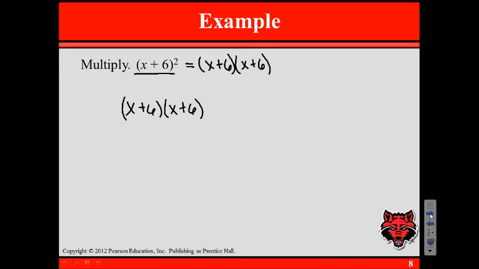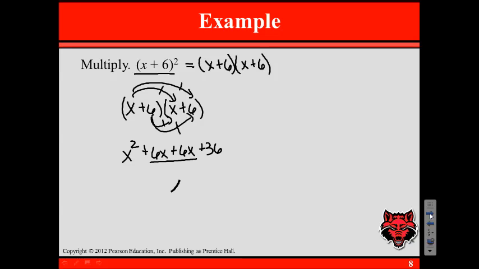So x plus 6 squared is x plus 6 times x plus 6. We draw our FOIL arrows: first, outer, inner, and last. The first product, x times x, is x squared. The outer product, x times 6, is 6x. The inner product, 6 times x, is also 6x. And the last product, 6 times 6, is 36. Combining our like terms in the middle gives us x squared plus 12x plus 36.